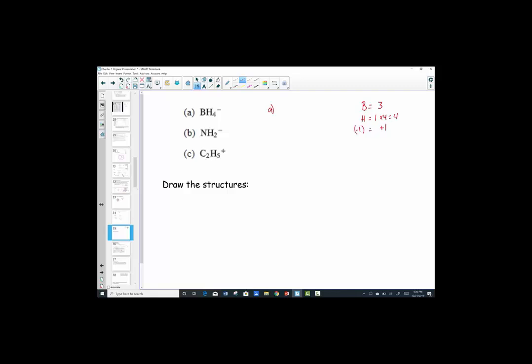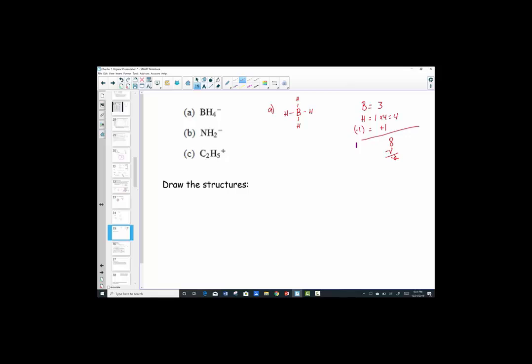Adding electrons makes the species negative. So the total number of dots here is 3 plus 4 is 7, plus 1 more is 8 dots. Pick the least electronegative element, and that would be boron. Never pick hydrogens. Attach back all single bonds to that central atom. That used up 2, 4, 6, 8 electrons. So we're out of electrons.